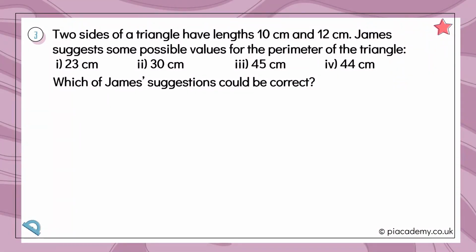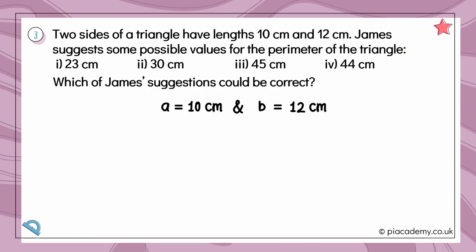Question 3. Two sides of a triangle have lengths 10 centimeter and 12 centimeter. James suggests some possible values for the perimeter of the triangle, that is 23 centimeter, 30 centimeter, 45 centimeter, and 44 centimeter. Which of James's suggestions could be correct? Well, the first step is that we assign A equals 10 centimeter and B equals 12 centimeter.